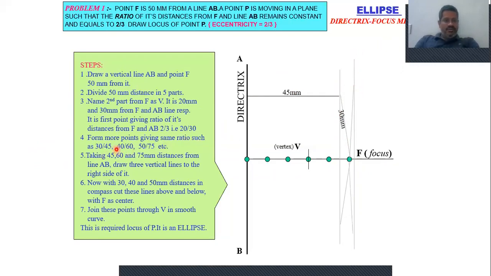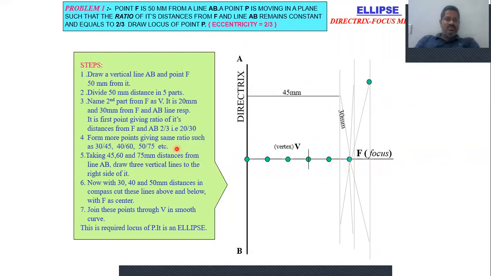Now take a 40 mm radius in our compass with F as center, and draw curves to intersect this vertical line at 2 points, up and down. Now draw a vertical line at a distance of 75 mm from the directrix, and taking 50 mm as radius with F as center, draw arcs to intersect this vertical line at 75 mm to get points. So totally we have 4 points here. The vertex is 1, exactly on this line itself, then 2, 3, 4.